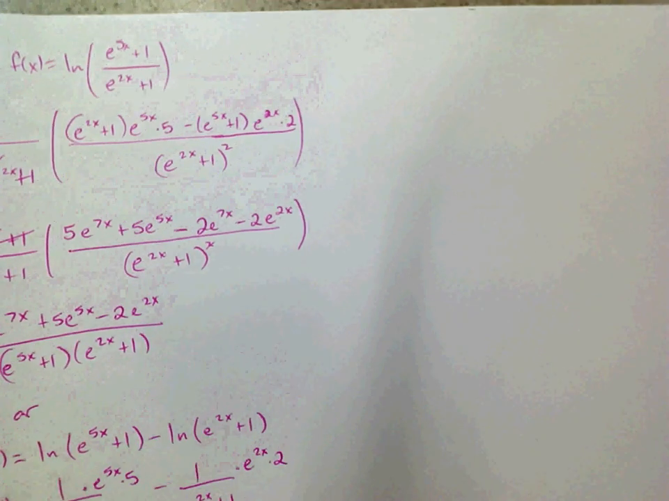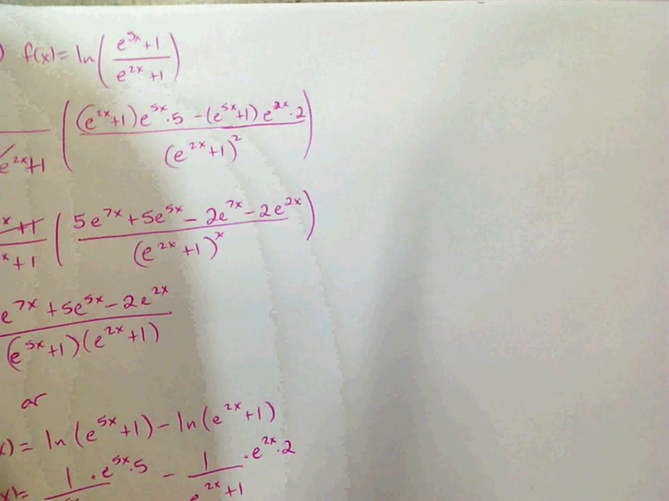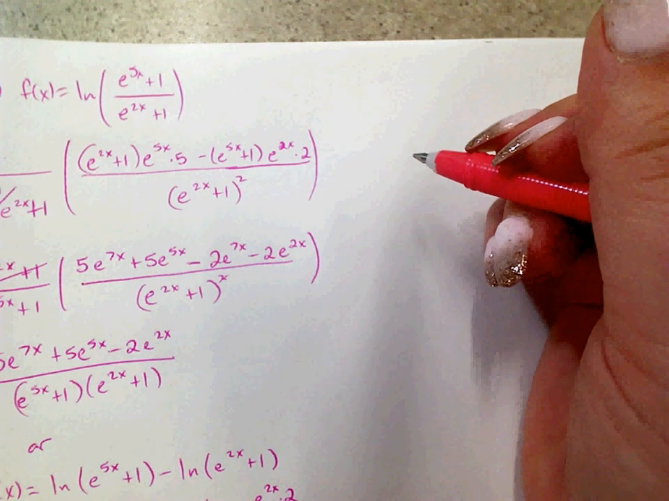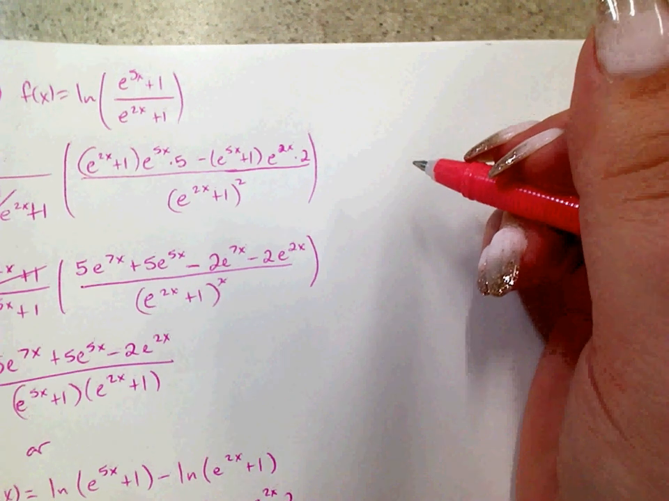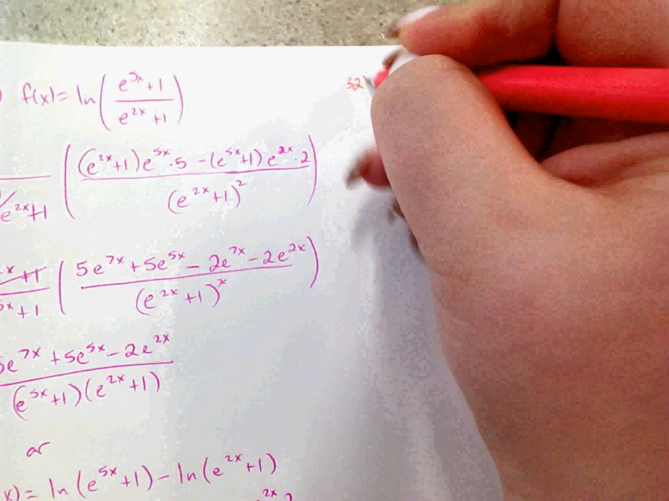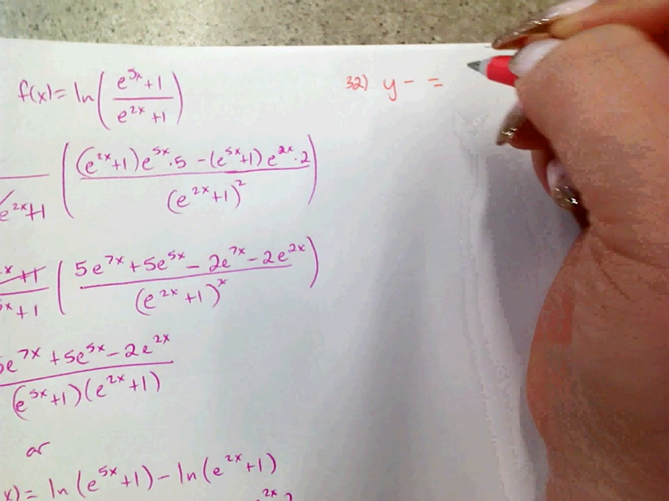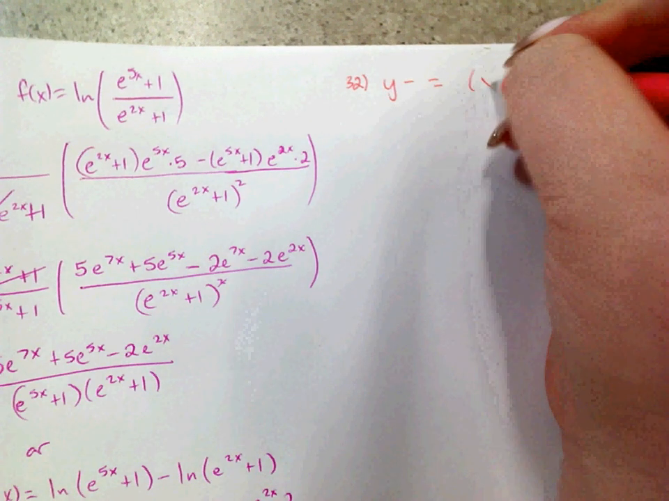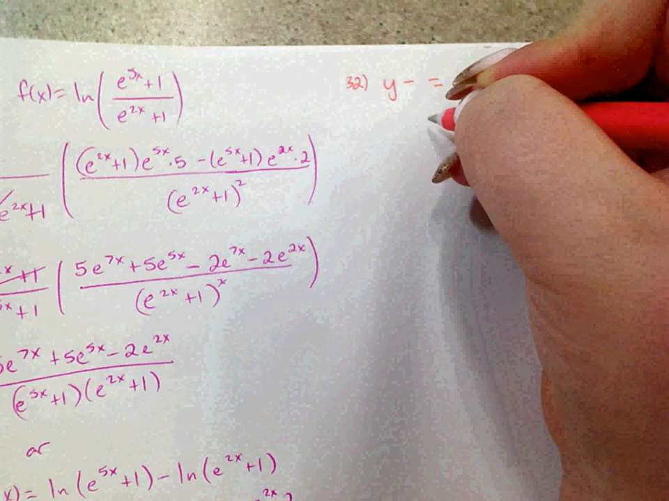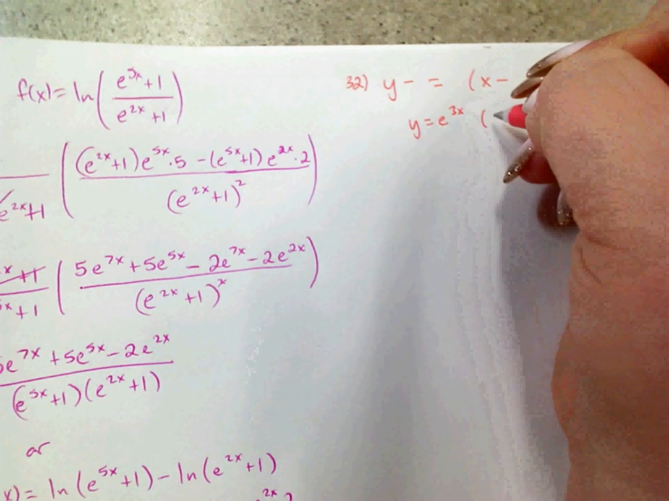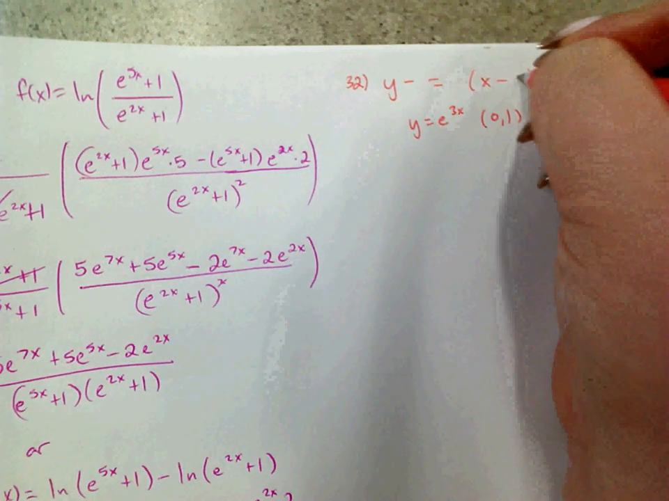Number 32. Number 32 says, find the equation of the tangent line to the graph of e to the 3x at the point 0, 1. So we need a tangent line to the function y equals e to the 3x at the coordinate point 0, 1. X equals 0, y equals 1.